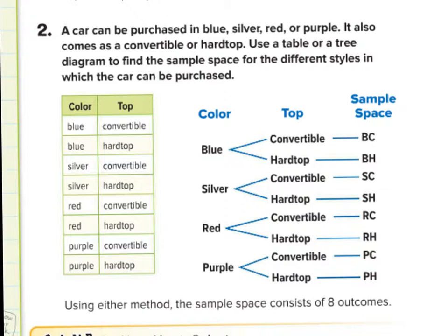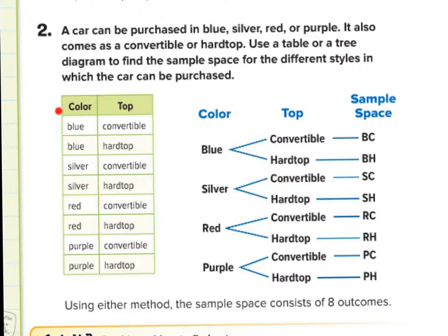For example 2, we're going to see how a table diagram is used, a tree diagram, and what the sample space is supposed to look like. A car can be purchased in blue, silver, red, or purple. 4 different options. It also comes as a convertible or hardtop. Okay, so convertible, you can get it blue, silver, red, or purple, or hardtop, you can get them in blue, silver, red, or purple. Use a table or a tree diagram to find the sample space, right here, for the different styles in which the car can be purchased.